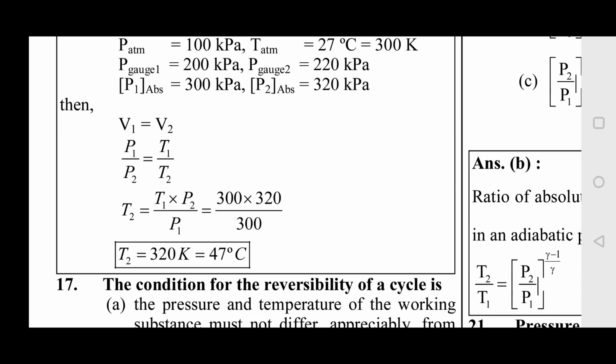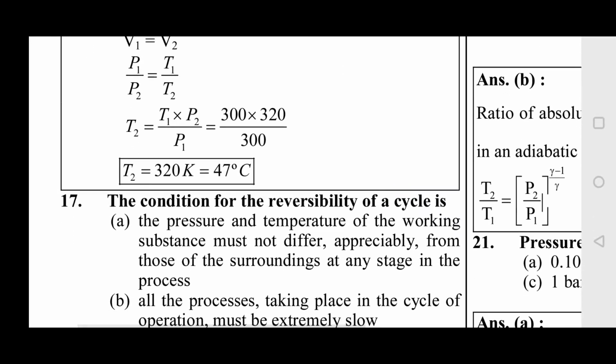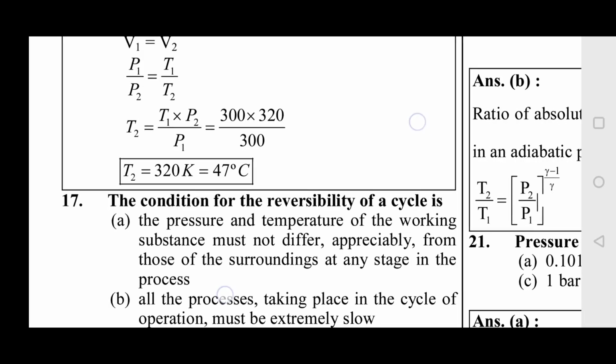V1 equal to V2, so the volume is the same, initial and after. So P1 by P2 equal to T1 by T2. This is the formula. We have to find the temperature in the tire after the journey, so T2 equal to T1 into P2 by P1. Let's calculate this one. We get 320 Kelvin or 47 degrees centigrade.